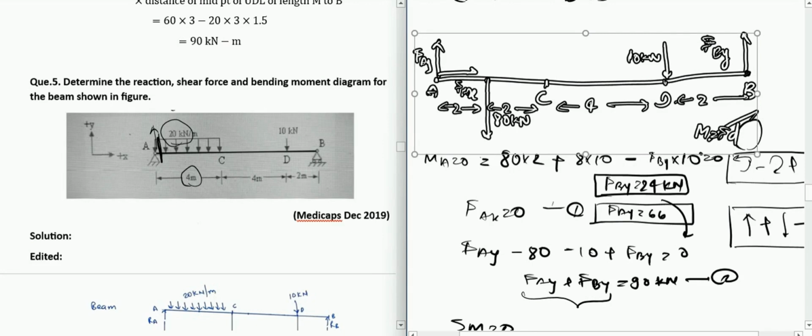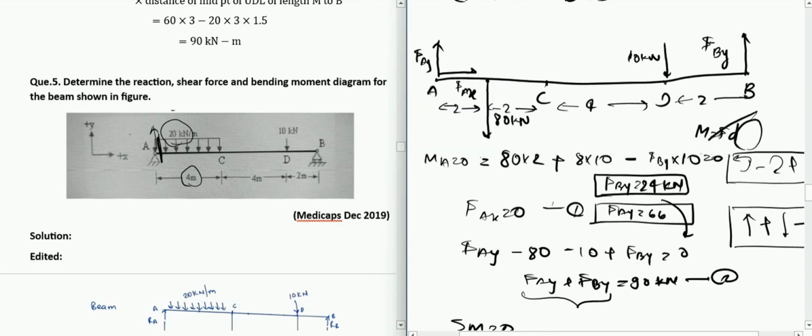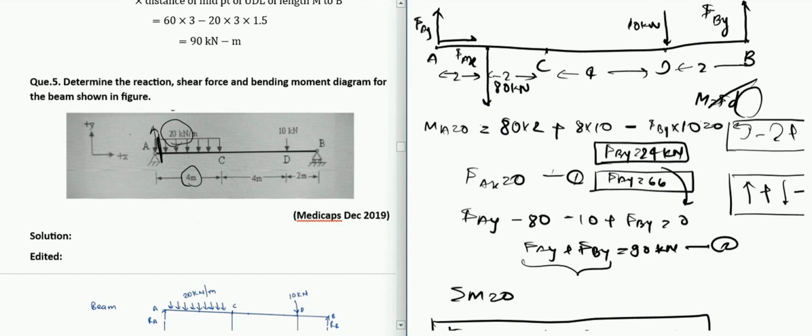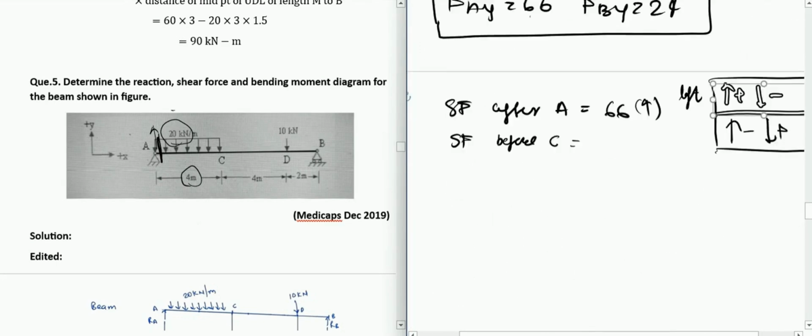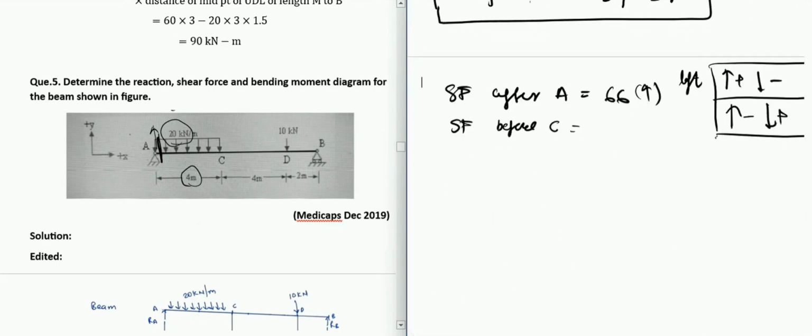So see, like you can see here also that the forces on the left of the C are two forces, Fy in the upper direction, which is 66 minus 80 here, because there is a downward force here. So the downward will be negative according to our sign convention, and upward will be positive. So the Fy is 66 minus 80, which will give you minus 14 here.